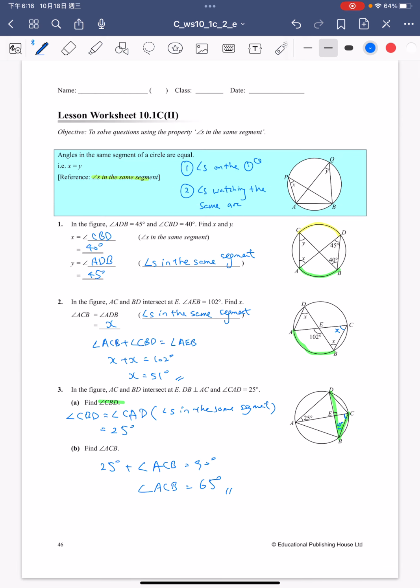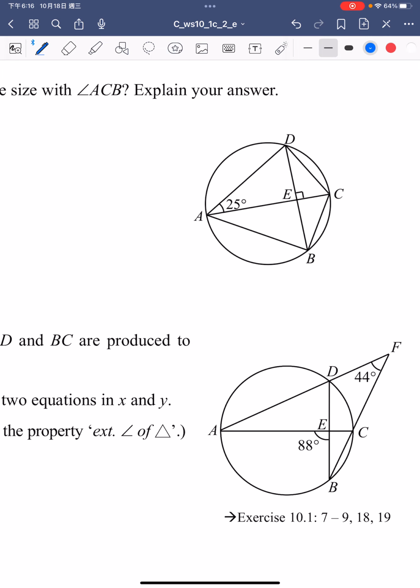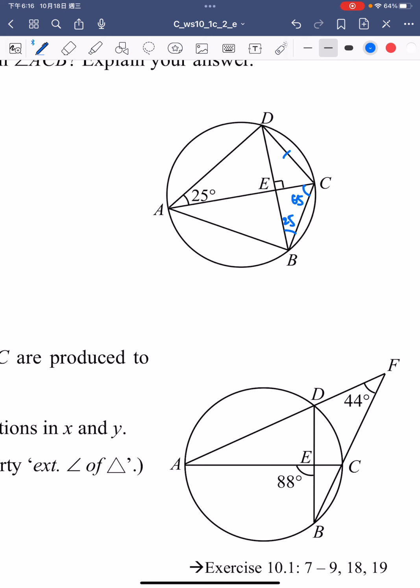So that's for question 3b, and we can try to do question 3c as well. As before, this is equal to 25, and this one is equal to 65. And now we have one more condition, which is CB equal to CD. So as we have 2 lengths that are the same, if we concentrate on this triangle, we can find that this is equal to 25 degrees as well, because by using the base angles of an isosceles triangle, this is 25 degrees as well.